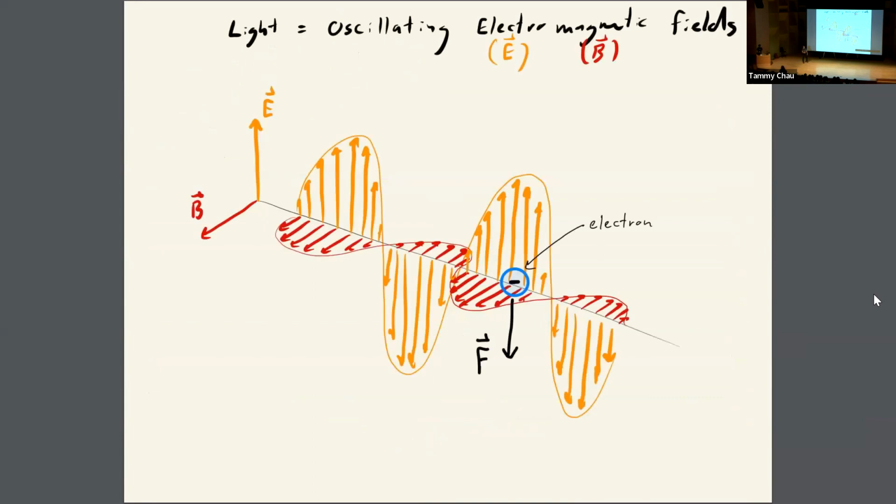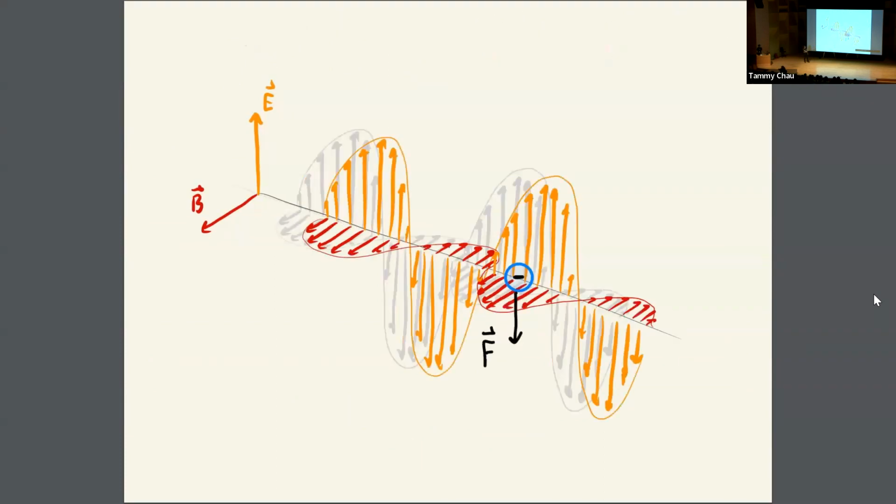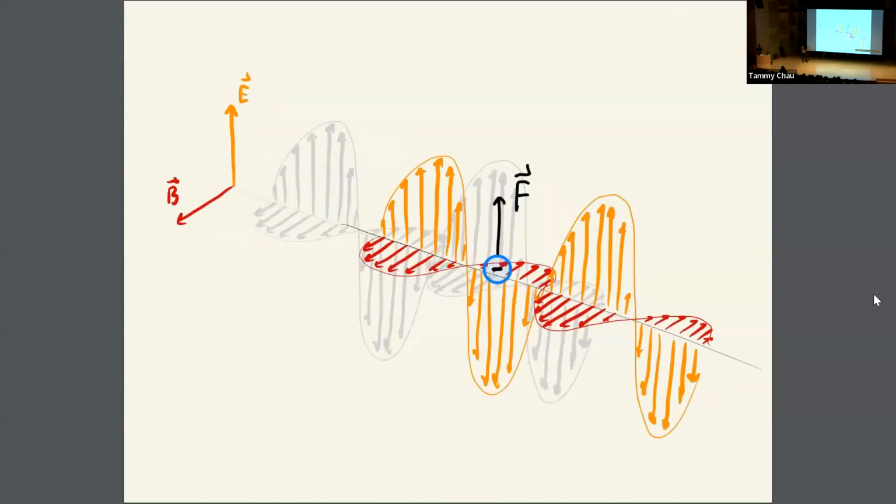Light is an oscillating wave of electric and magnetic fields. As the wave goes past, you can see that the electron, because it has an electric charge, feels some force that changes as a function of time. Because there's this interaction, energy can be exchanged. The light can transfer energy to the electron or vice versa. And because quantum mechanics tells us that energy is quantized, this corresponds to the electron absorbing or emitting photons of light.